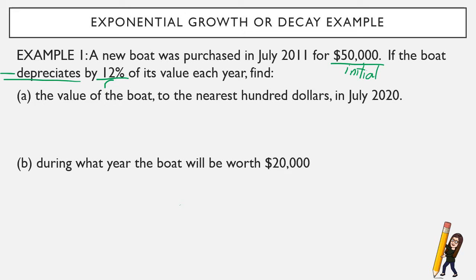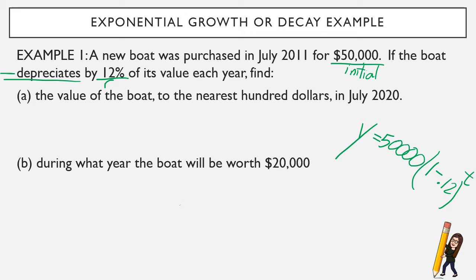So let's start setting up an equation here. I'm seeing y equals an initial amount of 50,000. It's depreciating at 1 minus 0.12 each year. I guess it would depend on what time value is given to you. All right, so let's start off with question A.